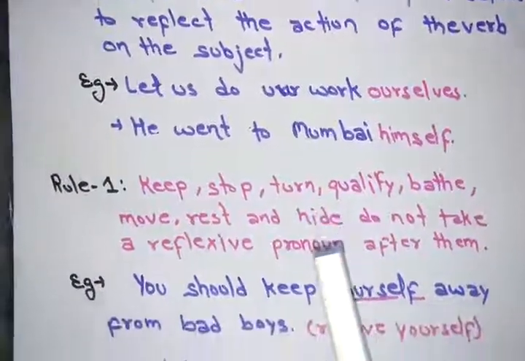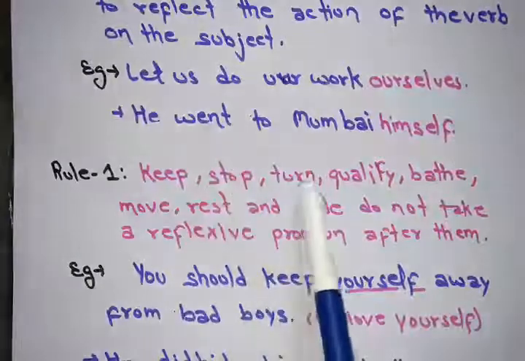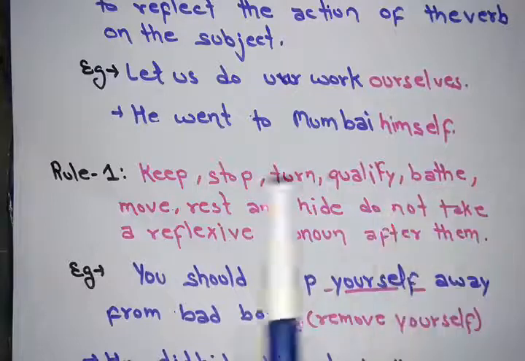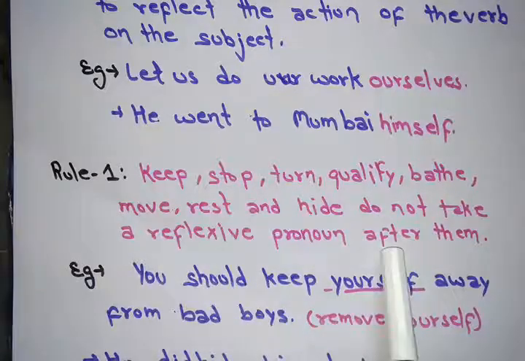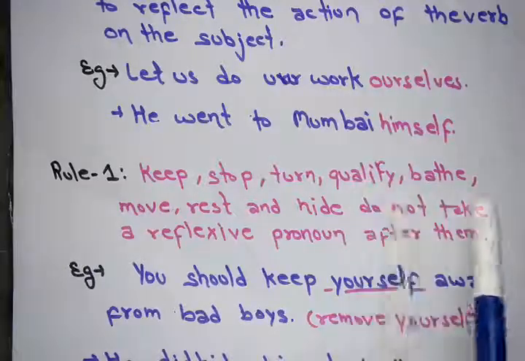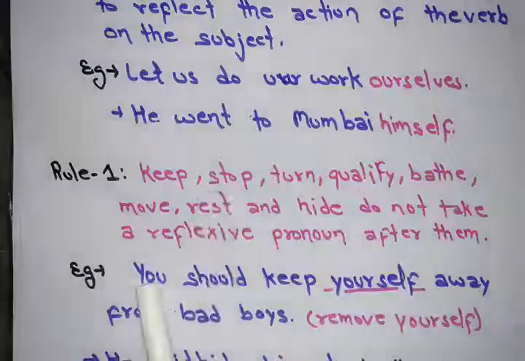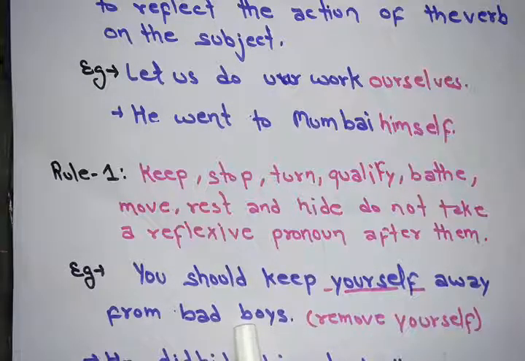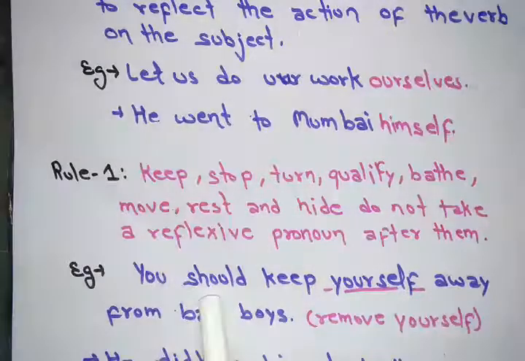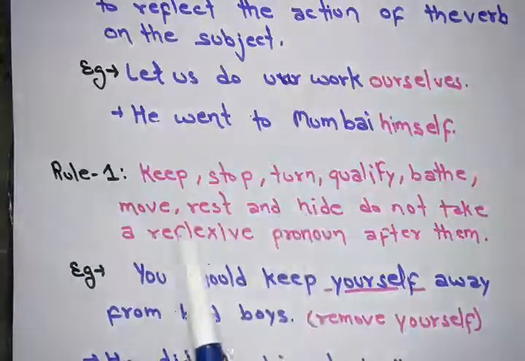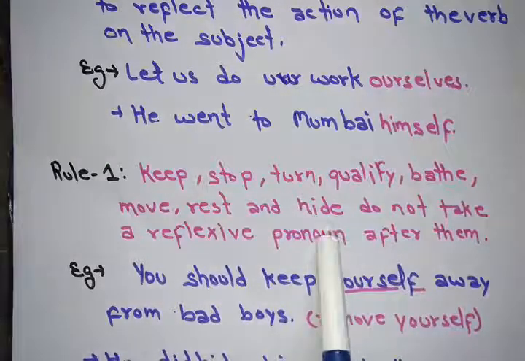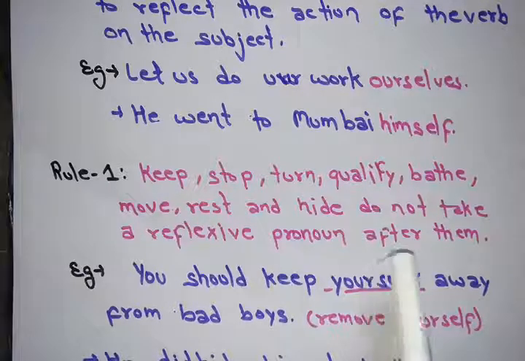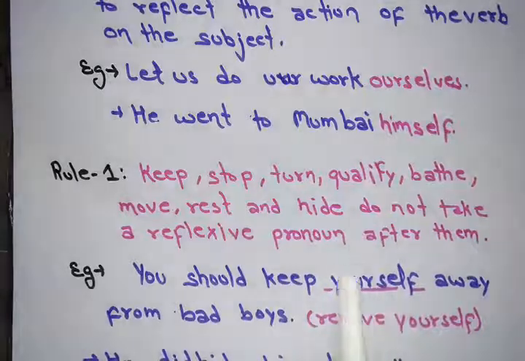Rule number one: keep, stop, turn, qualify, bath, move, rest, and hide. Do not take a reflexive pronoun after them. For example, you should keep yourself away from bad boys. So when we use keep in the sentence, we can't use a reflexive pronoun. Reflexive pronouns are those pronouns which add self, selves. These types of pronouns are called reflexive pronouns.